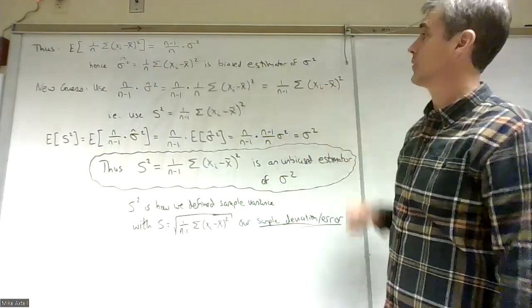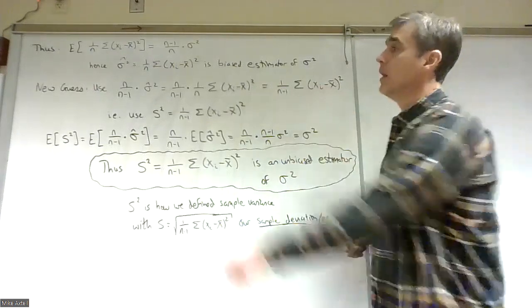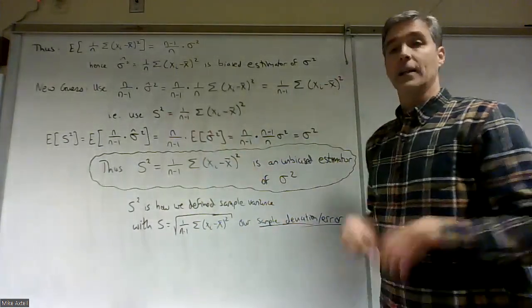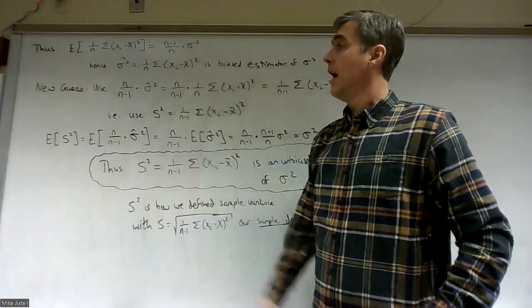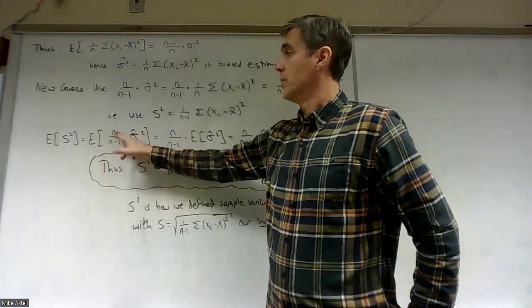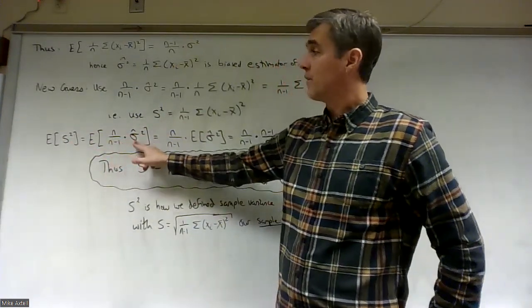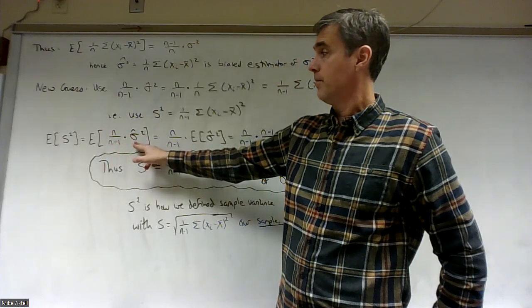Here's my second guess for an unbiased estimator for sigma squared. Let's call it s squared because we did before. Let's check that it's unbiased. So I'm going to take its expected value. Now, by definition, S squared was n over n minus 1 times my first guess for an estimator.